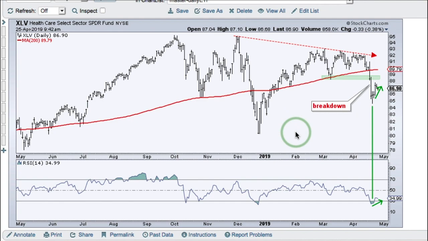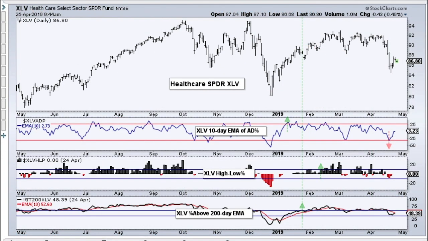Now let's look at the breadth indicators. So here are these same breadth indicators applied to XLV, and you can see that we got the initial breadth thrust like the rest of the market in the early part of January. We got the second signal triggering when the percentage above the 200-day moved above 60%. So this sector was net bullish here at the end of January. And then we got the high-low percent indicator above 10% to make all three on bullish signals. So the first bearish signal has been the 10-day EMA of 80% moving below minus 30%.